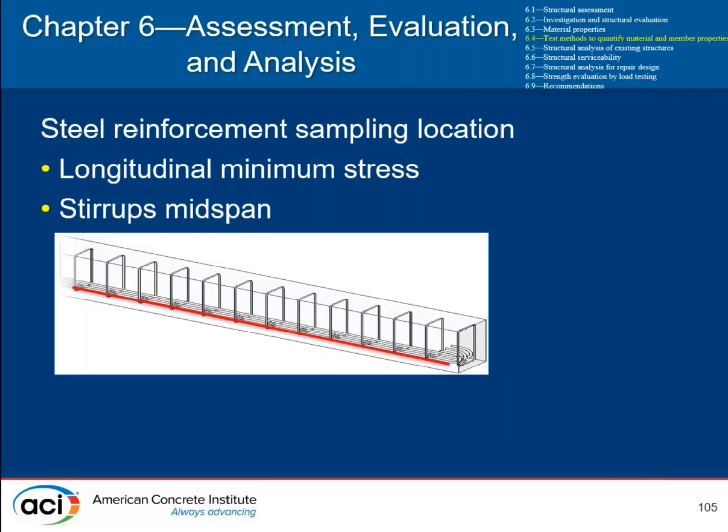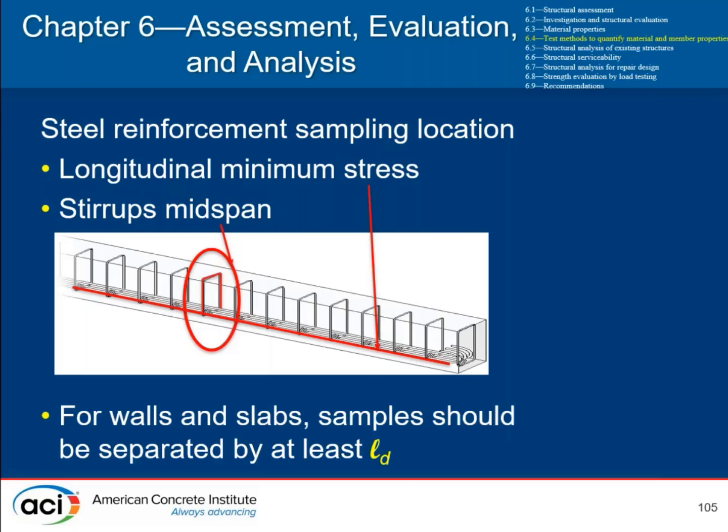This is a useful graphic just to remind not to take samples where they're likely to be highly stressed. So you're going to take longitudinal bars, ideally near an inflection point where the stresses are low, and you're probably going to try and do stirrups near midspan, again where the stresses are low. For walls and slabs, the samples on the longitudinal bars should at least be separated by a development length, so you're not over weakening a particular region of the beam.